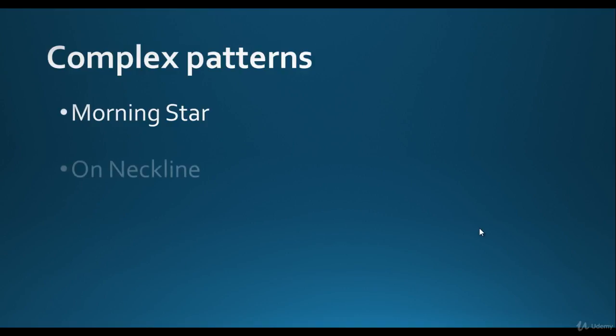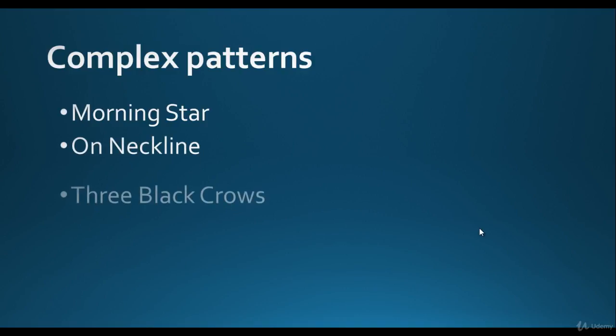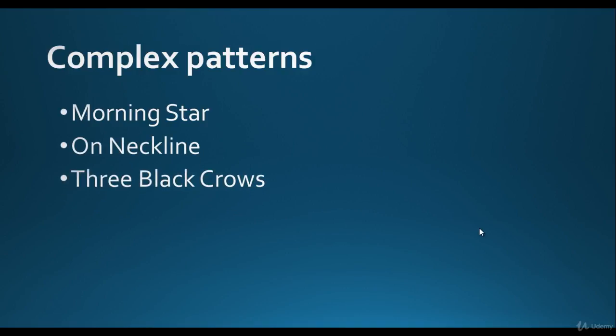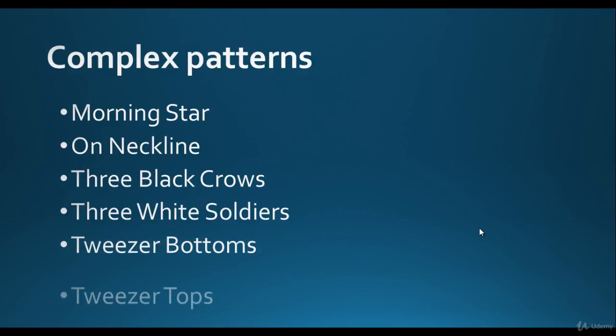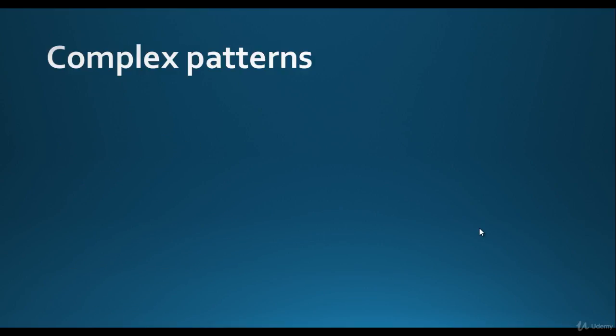Then I will show you morning star and on neckline. 3 black crows. If they come up, boom, it's going down. Don't risk your money. If you're short selling, be happy. It will make you more money. Then we will discuss 3 white soldiers along with tweezer bottoms and tweezer tops. Then it comes doji star and piercing line.